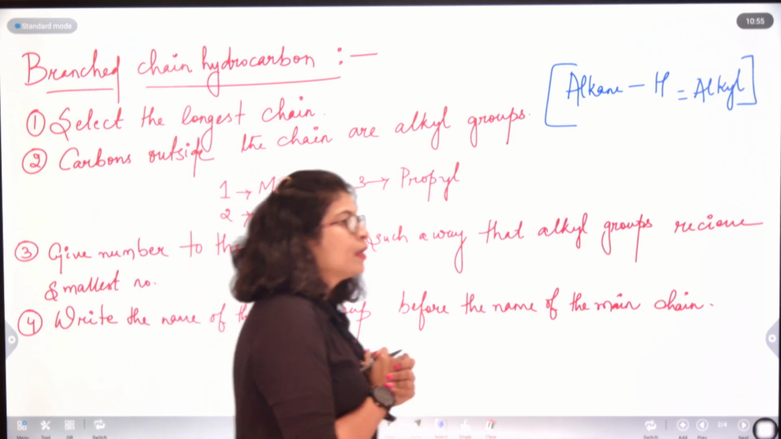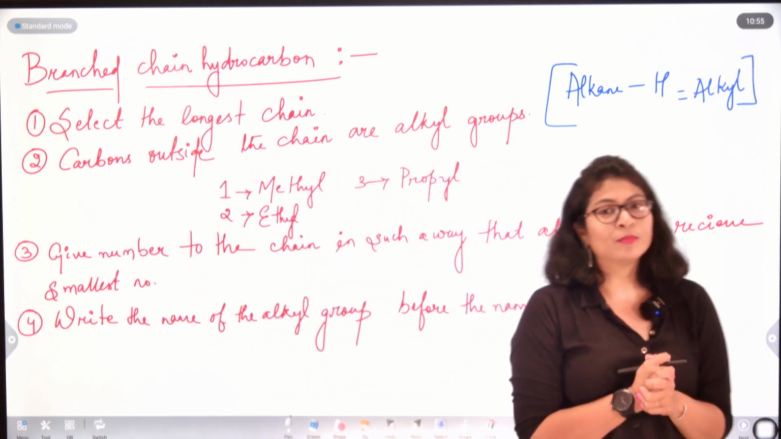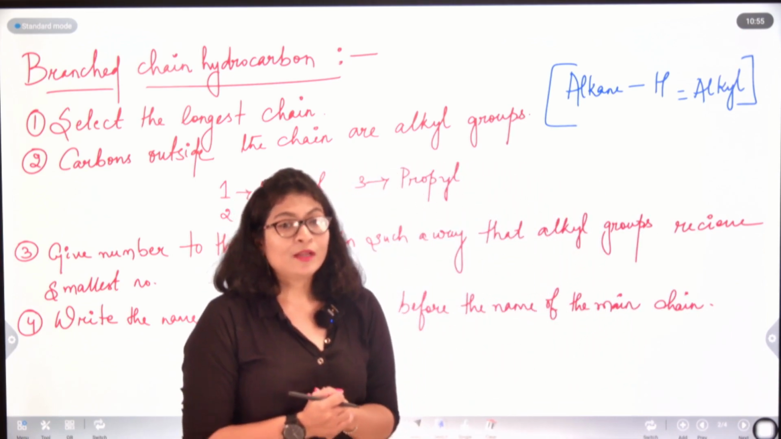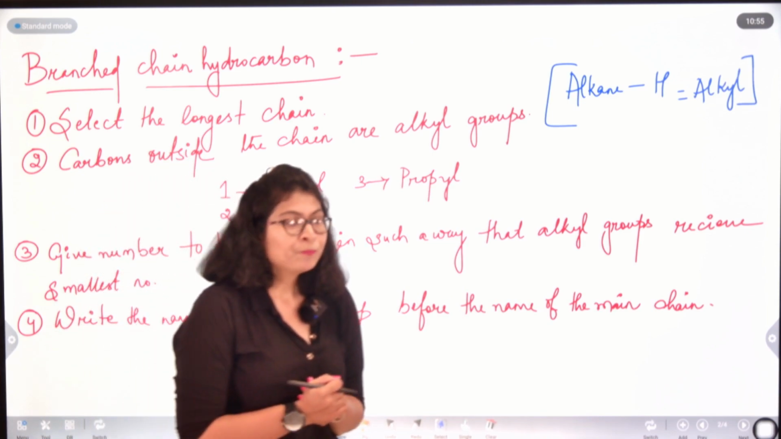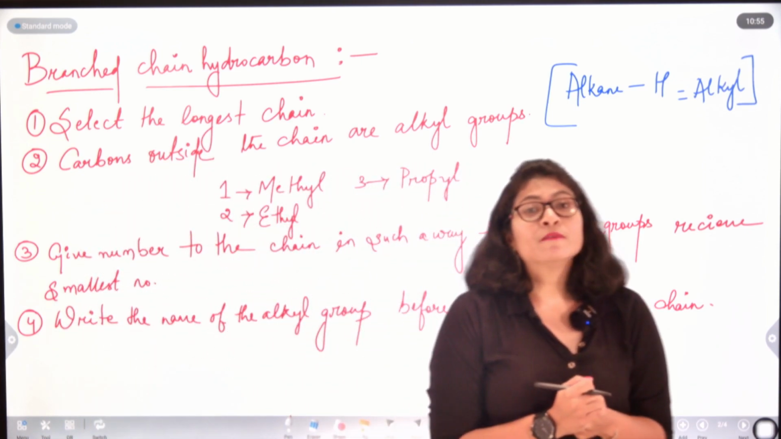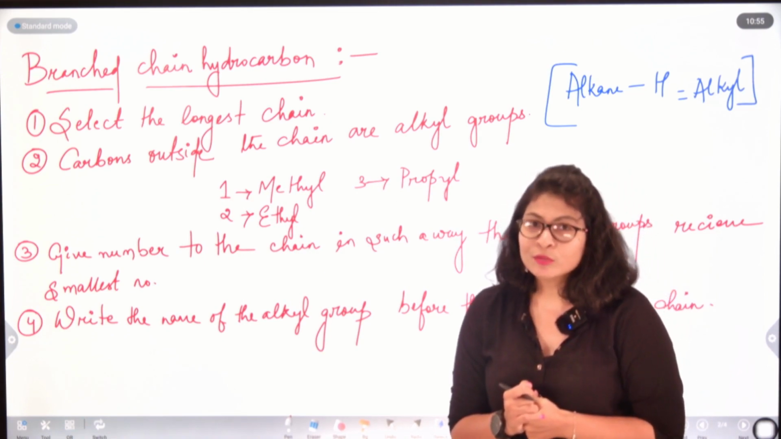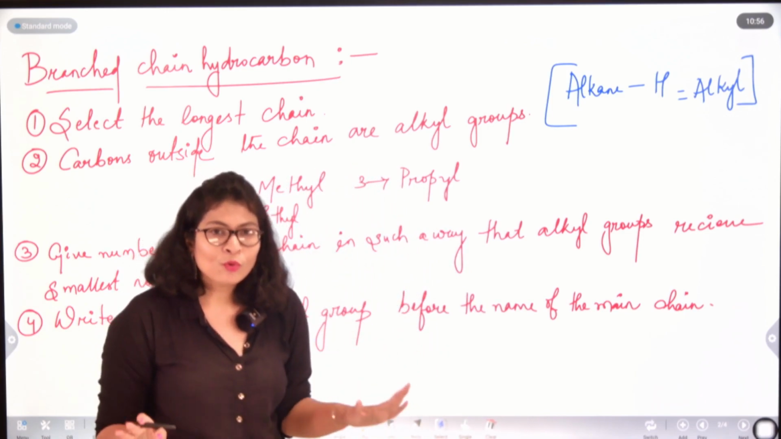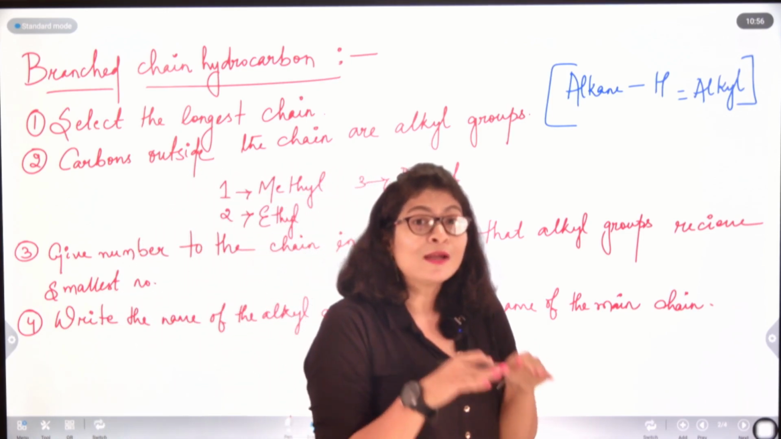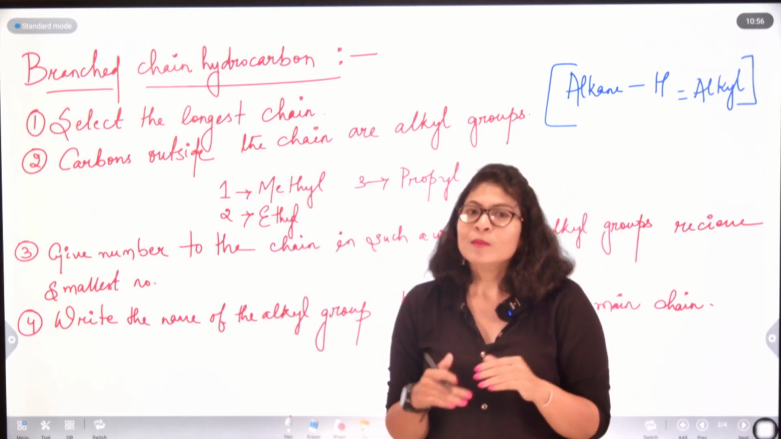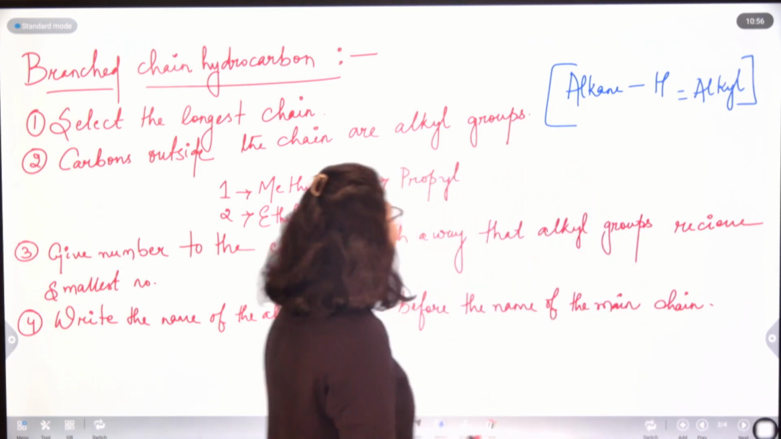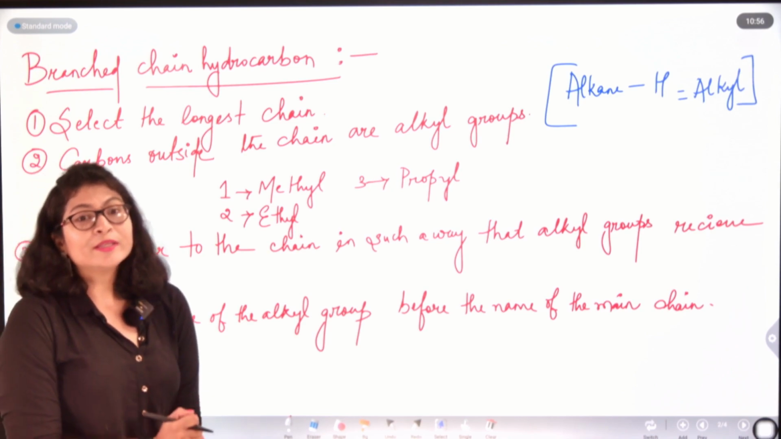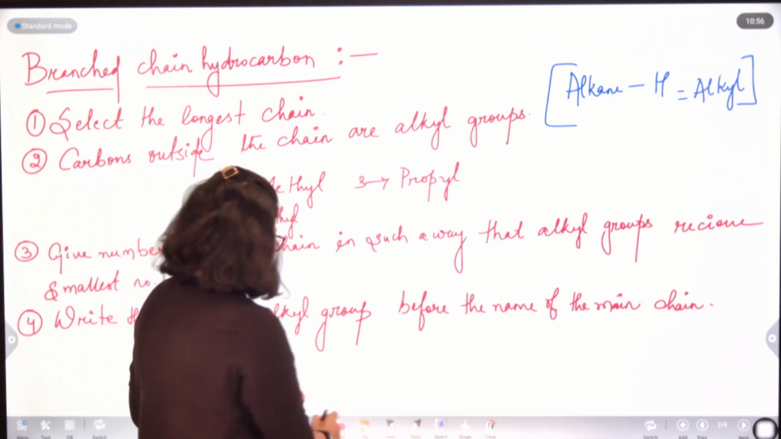And remember, whenever we do the nomenclature for any organic compound, it is the IUPAC nomenclature, International Union of Pure and Applied Chemistry. That is a body which gives us a set of rules following which we can deduce the name of any given organic compound, and that remains the same throughout. Wherever you go, IUPAC nomenclature is the standard nomenclature followed everywhere. So for branch chain hydrocarbons, the first thing I have to do is select the longest chain. Now what does longest chain mean? Let's deal with that.